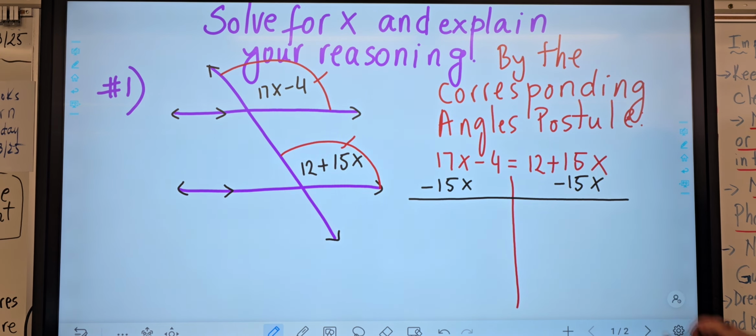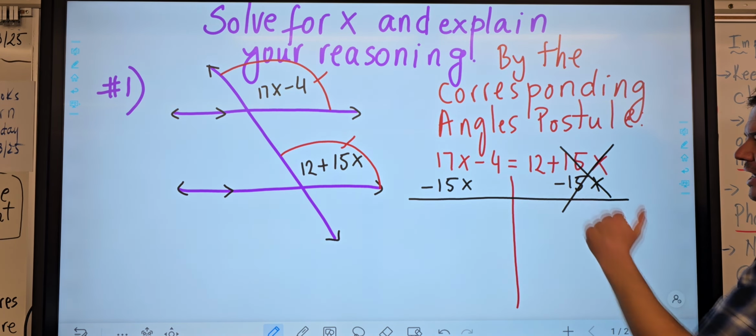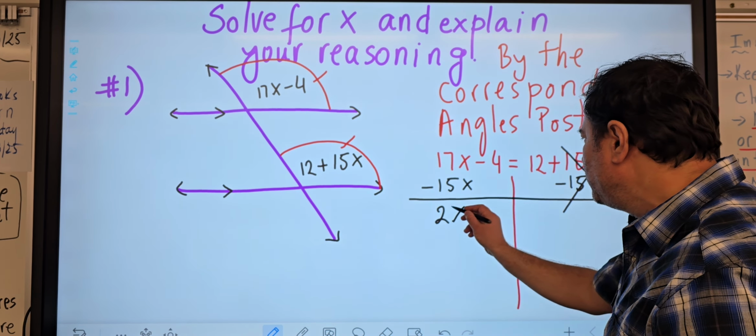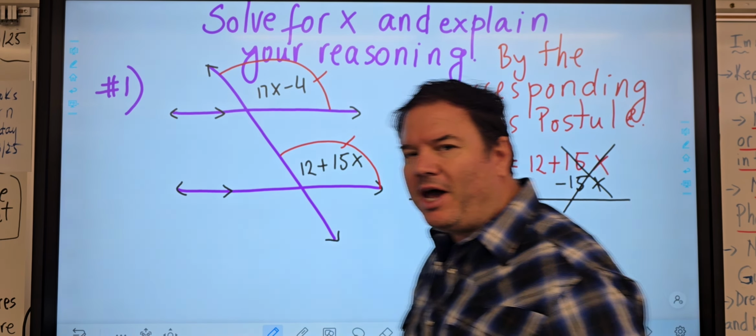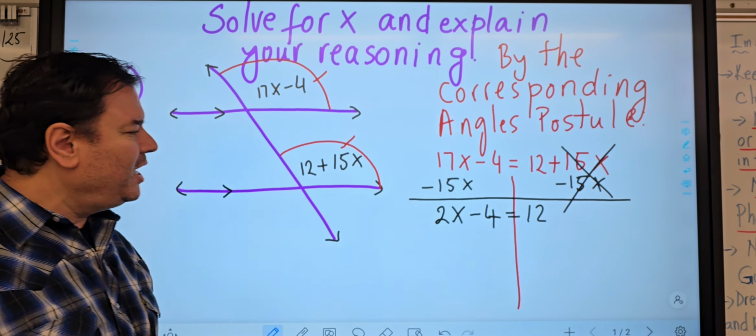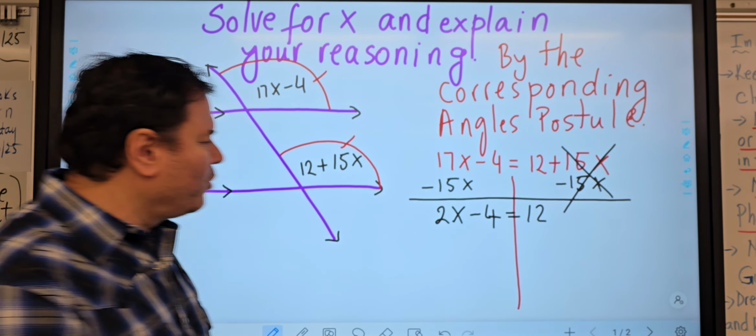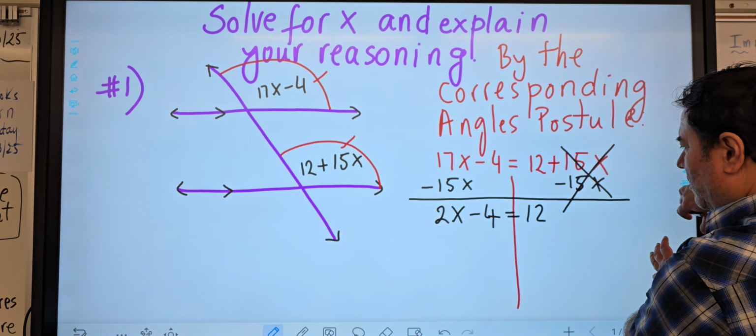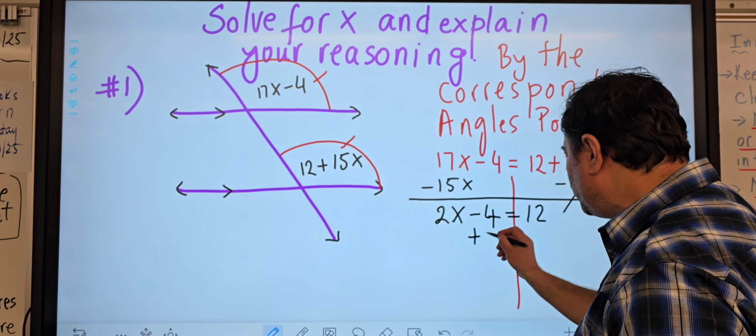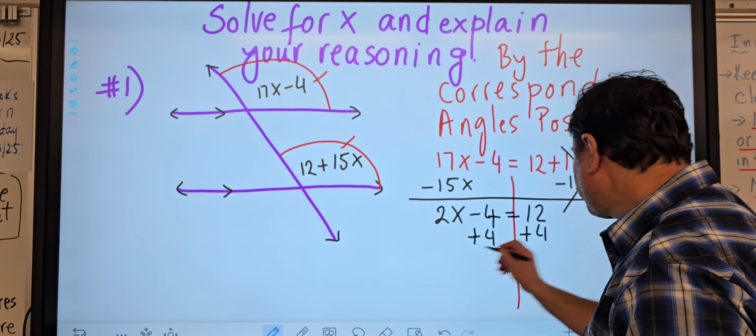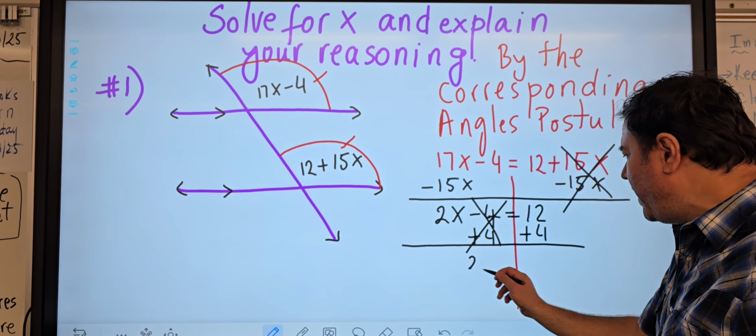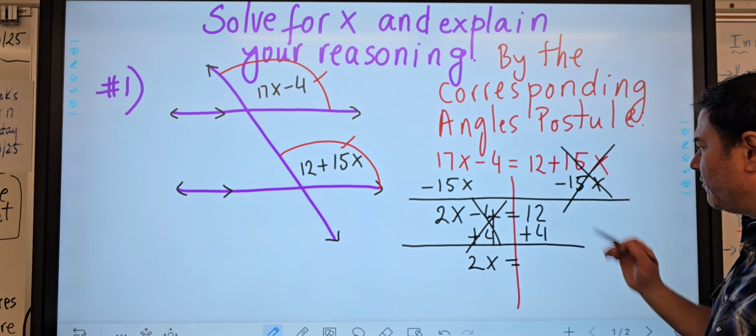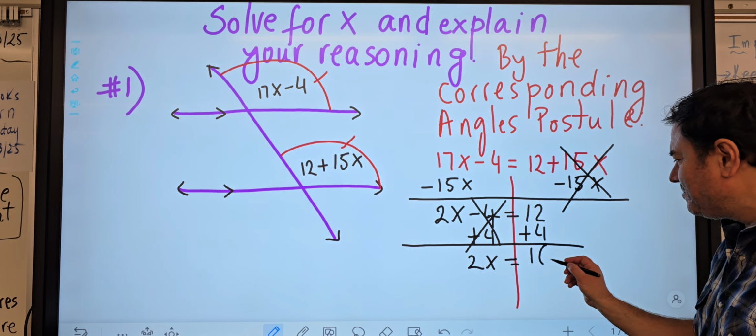And of course, 15x and negative 15x cancel out. 17x minus 15x, we get 2x. Minus 4 equals 12. And now we have a two-step equation. Let's add 4 on both sides. We need to bring the whole numbers to the other side of the equation. So let's add 4 on both sides. So 4 and negative 4 cancel out. So now we have 2x equals 12 plus 4, which becomes 16.